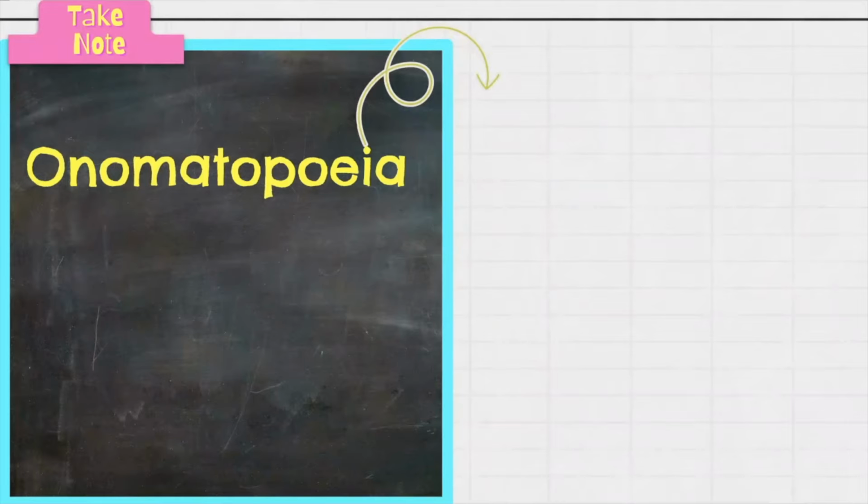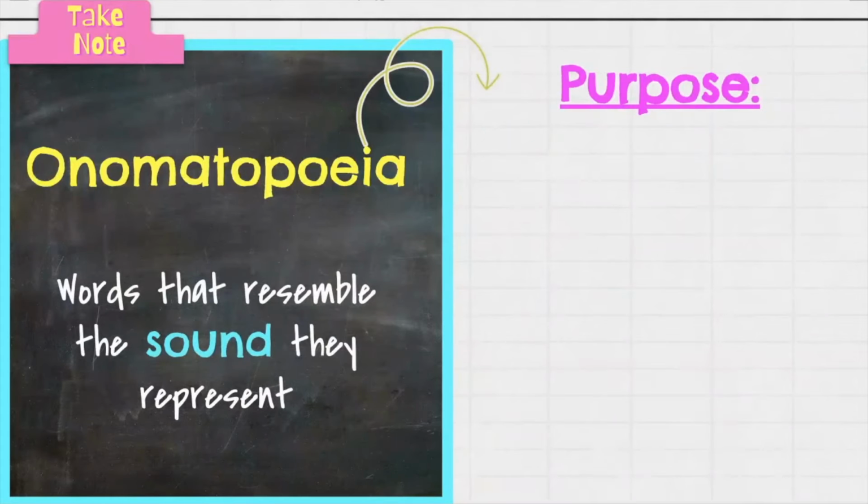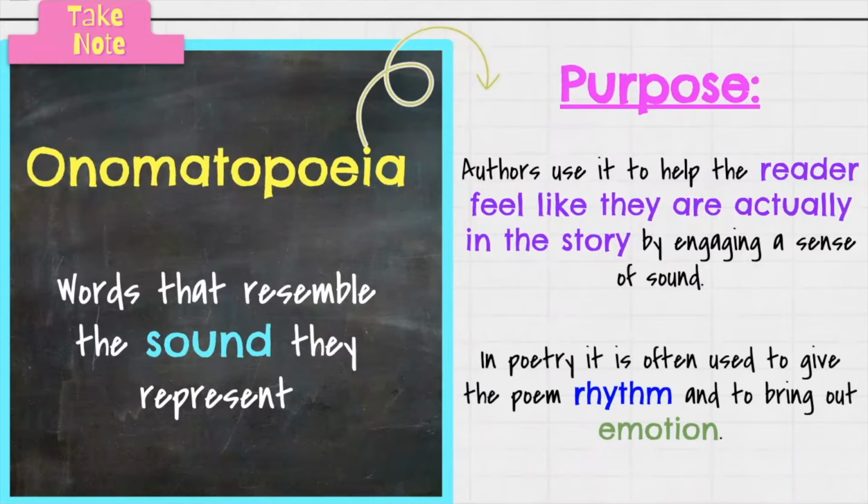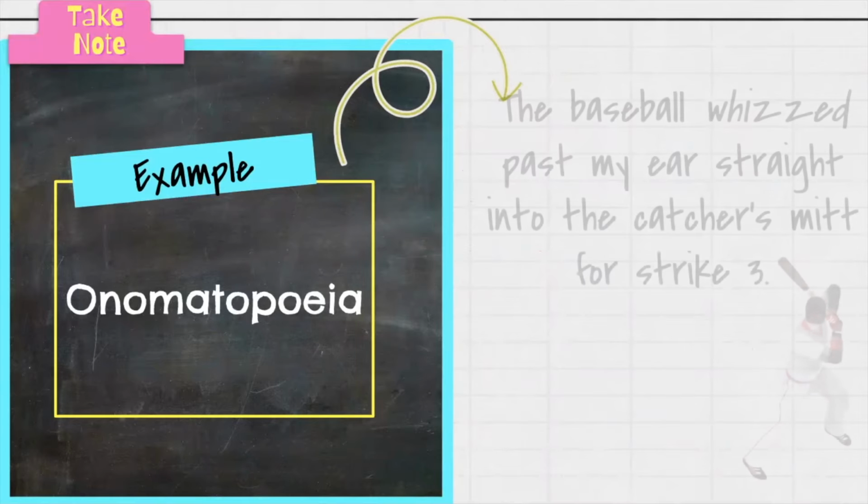Next, we have onomatopoeia, which is a fun word to say. You can just pause the video, try to say it out loud. Onomatopoeia. It's super fun. And it's words that resemble the sound they represent. Authors use it to help the reader feel like they're actually in the story by engaging a sense of sound. And if you're reading a poem, it's often used to give the poem rhythm and to bring out emotion. So let's look at an example.